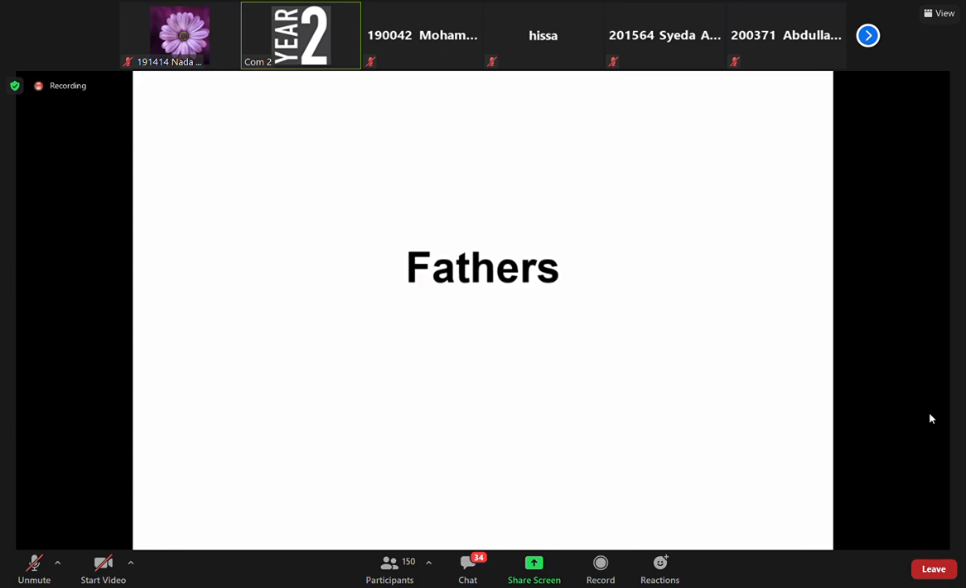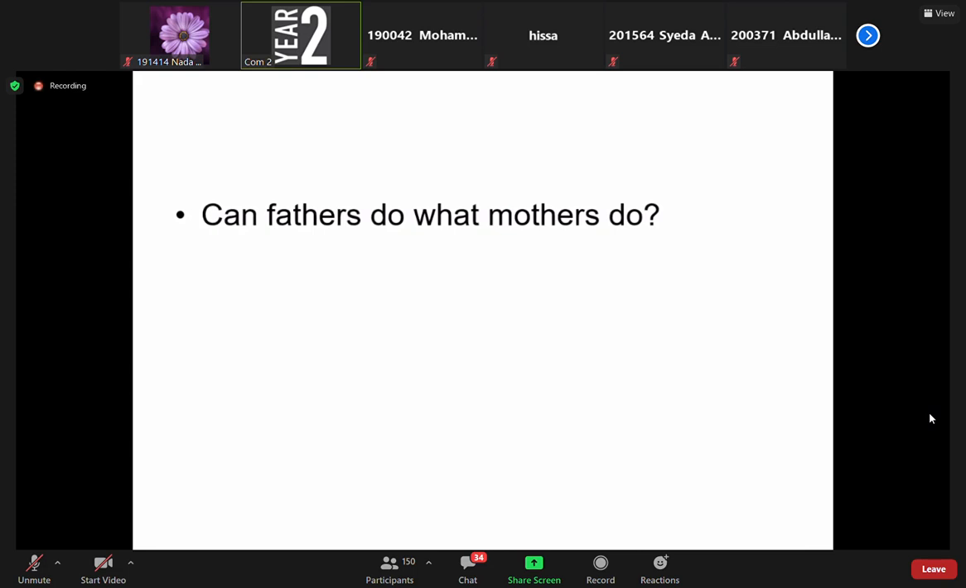Okay, so what about fathers? Can fathers do what mothers do? Is there a limit? Birth and breastfeeding, put that aside. Someone says affection. Are you guys affectionate? Can you be affectionate with your babies? So is there really a difference? What do dads do that's different, that moms can't do? There's actually something they can do that we can't. So what do dads do that moms can't do, or they do it differently?